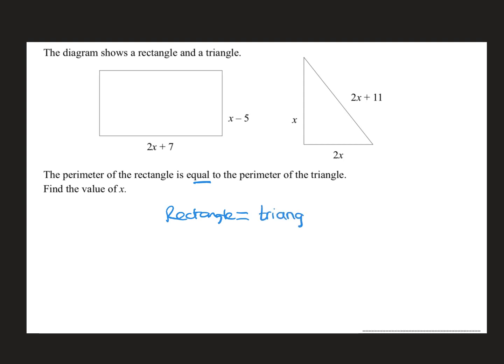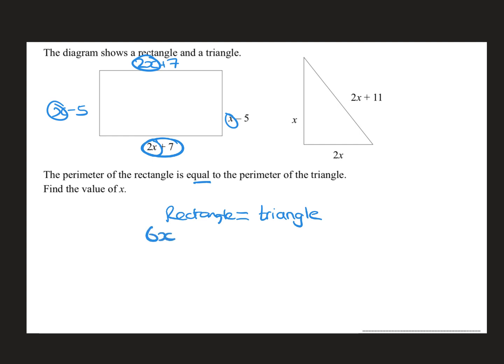Now, we need to work out the equation for the rectangle perimeter, and then we can solve that. So if we work our way around the rectangle, the bottom side is 2x plus 7. The top side will also be 2x plus 7 because those are the same. At the right, it's x minus 5. So at the left, it'll be x minus 5. So if we put that all together, we've got 2x, 2x, that's 4. Another x there is 5, and another x there, which is 6. So the rectangle has 6x.